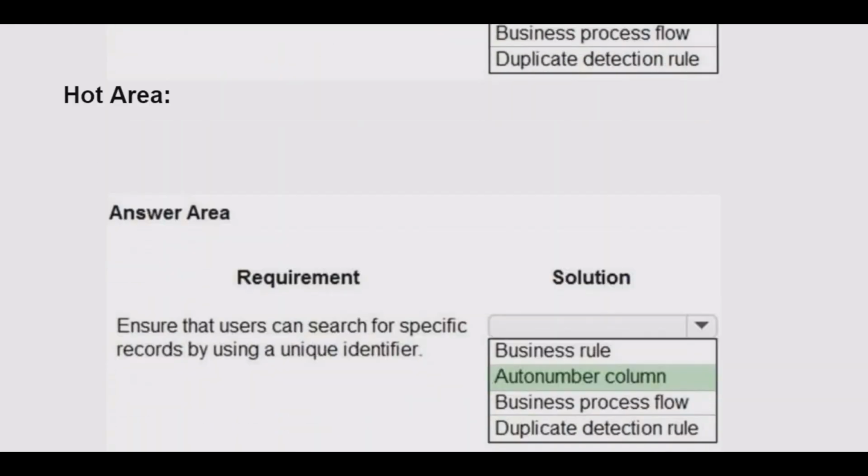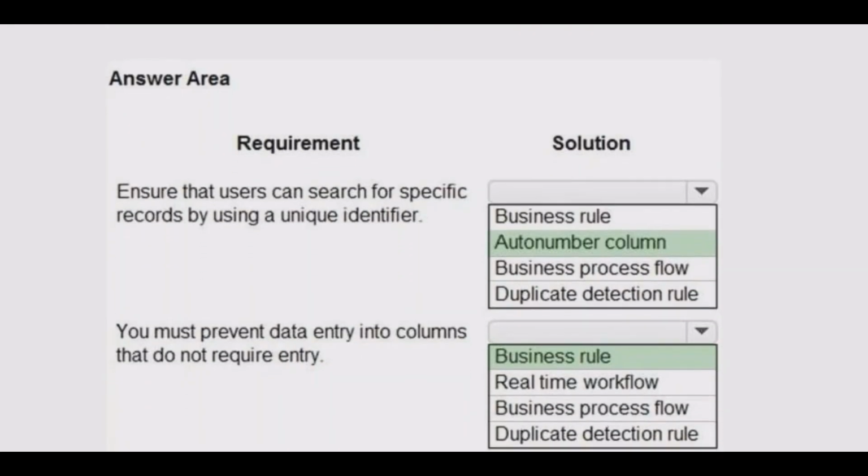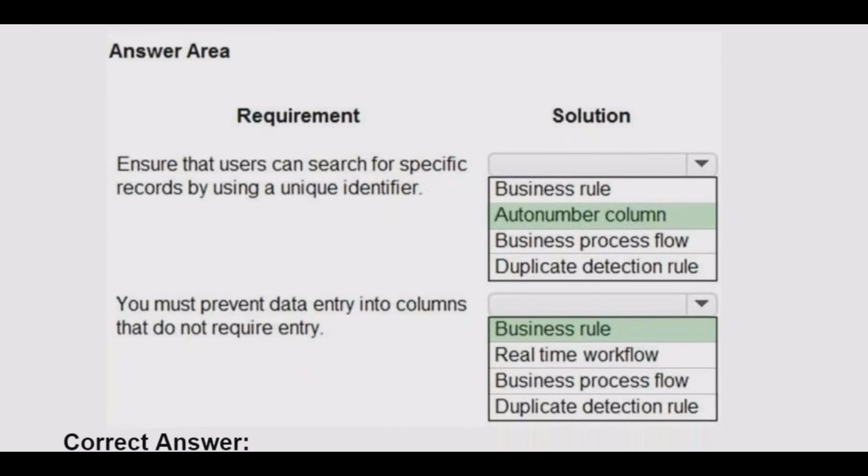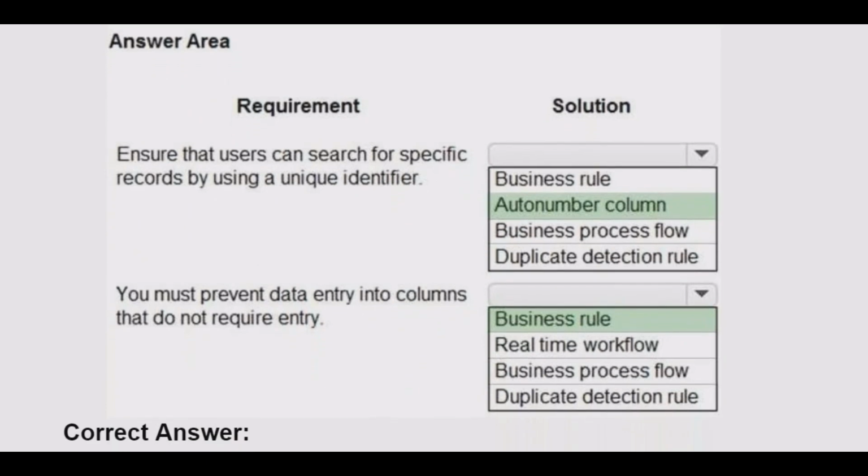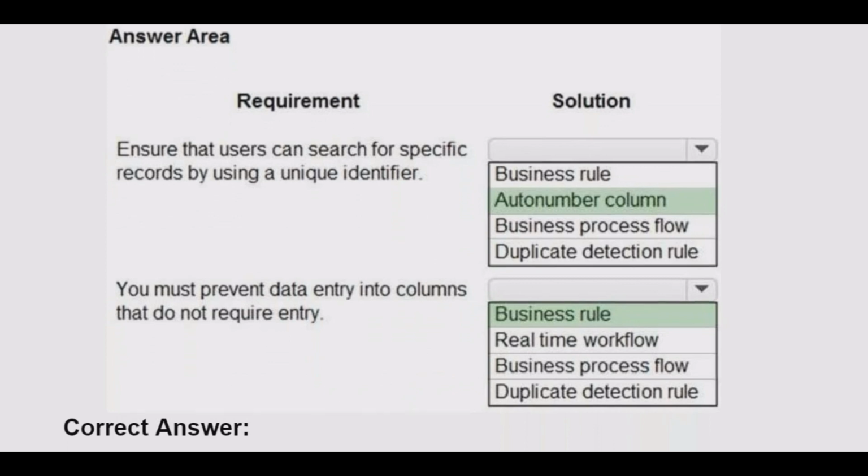Now, look for the answer area. The correct answer for the requirement, ensure that users can search for specific records by using a unique identifier, is auto number column. And the solution for the requirement, you must prevent data entry into columns that do not require entry, is business flow.